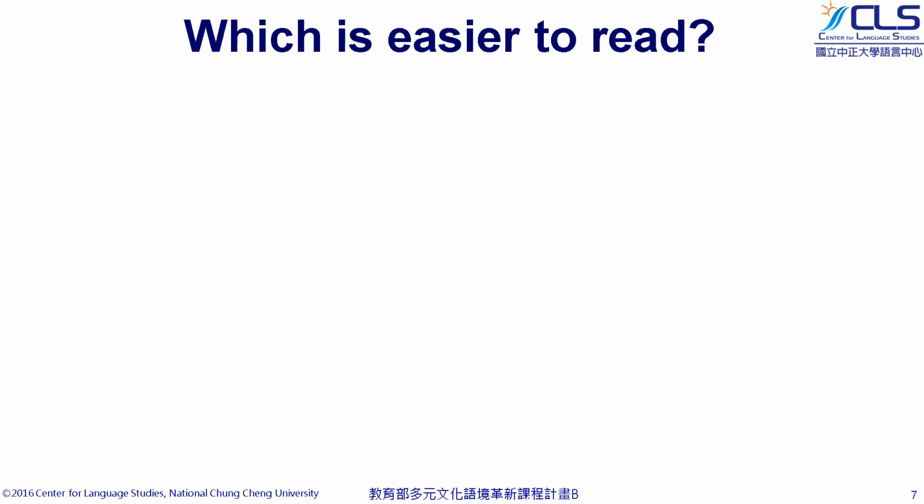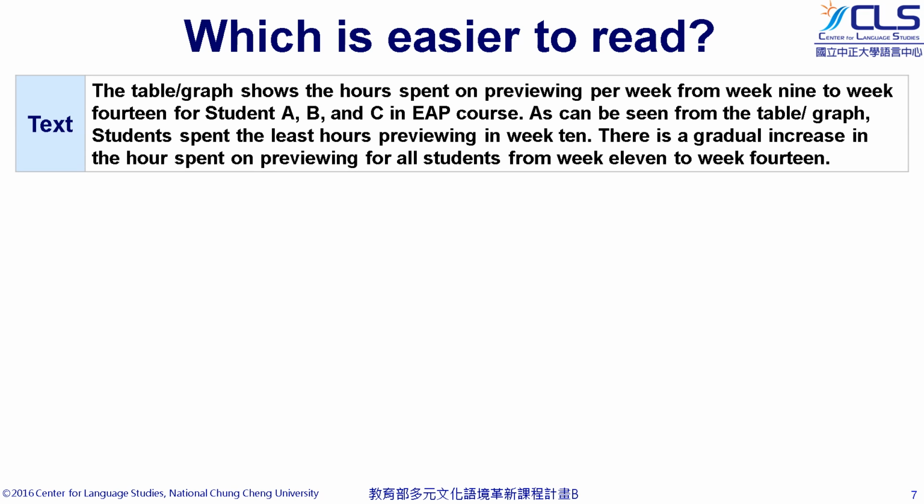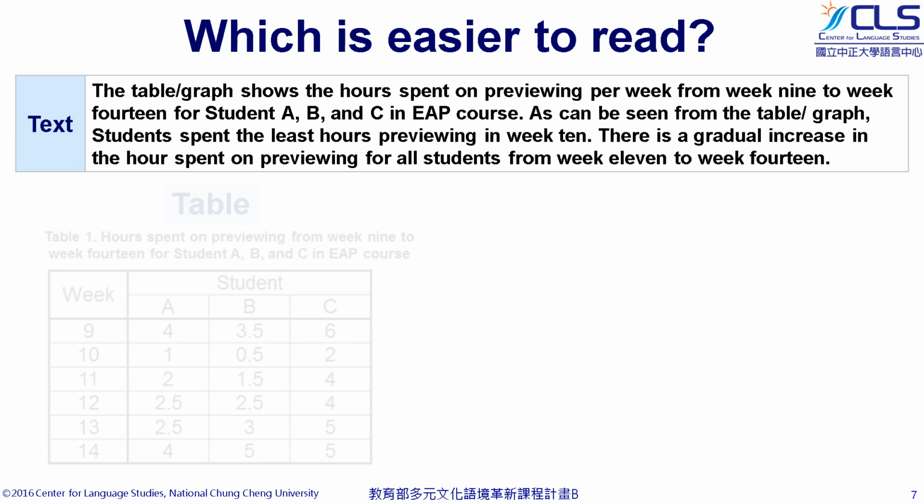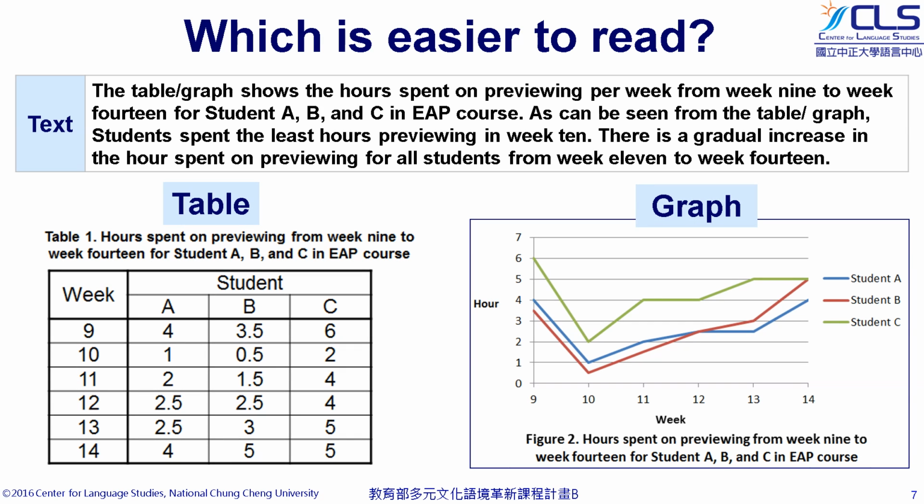Let's compare these examples to describe the hours spent on previewing from week 9 to week 14 for student A, B, and C in an EAP course. Which of the following is easier to read: the text, table, or graph? As can be seen here, Table 1 gives the most details for the hours spent each week for 3 students, while the graph shows the trend or changes more dramatically. When we look at the figure, we know that all students spend the least time previewing in week 10 immediately.